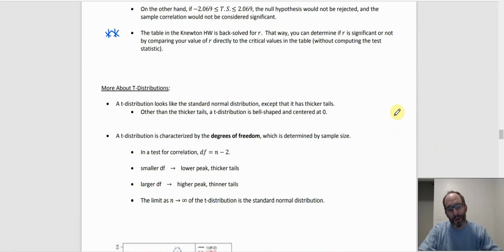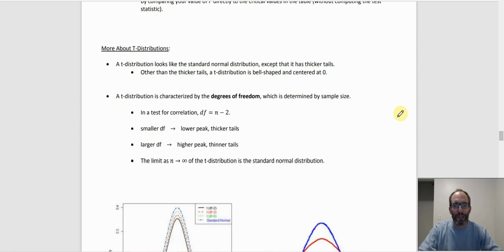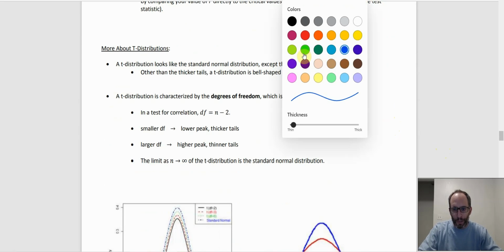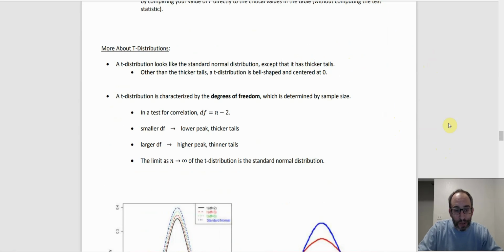So, more stuff about t-distributions, just to have a little bit more context with it. I'm going to change colors just in case I need to. Maybe brown, that doesn't show up in those pictures. Okay. So we know that it looks like a standard normal. It's a bell shape, centered at 0, except it's got the thicker tails. Other than that, the t-distribution is characterized by something called degrees of freedom. And the degrees of freedom is different for different things.